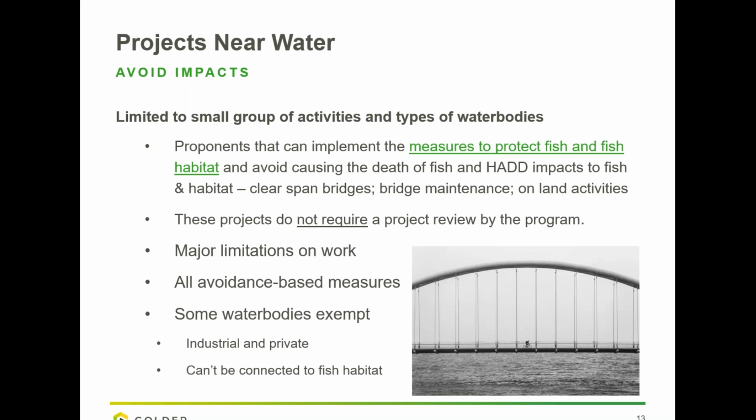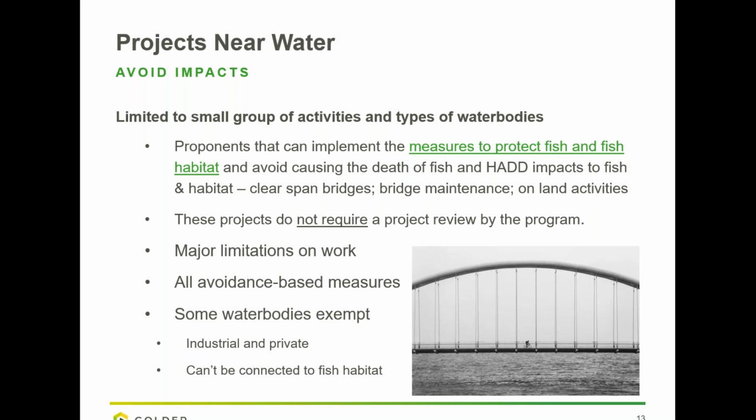And really, when you work through the details on the website, most of these measures to protect fish and fish habitat are essentially complete avoidance measures. So it's avoiding causing any sort of disruption within channel or within habitat. So this area of the website and the guidance and information provided here really does apply to projects that are working near water, but really doesn't apply to projects that are working in water.